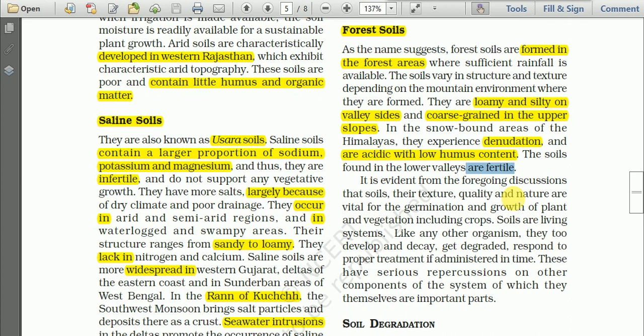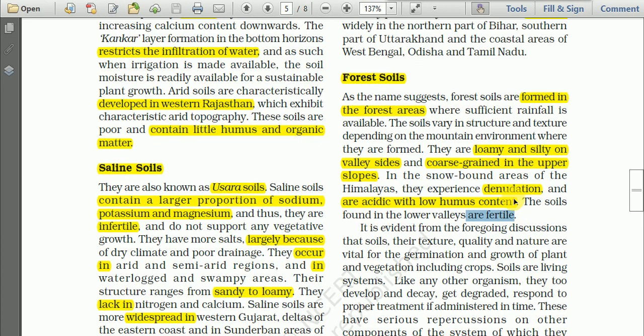So these are the different types of soils found in India. Any question?